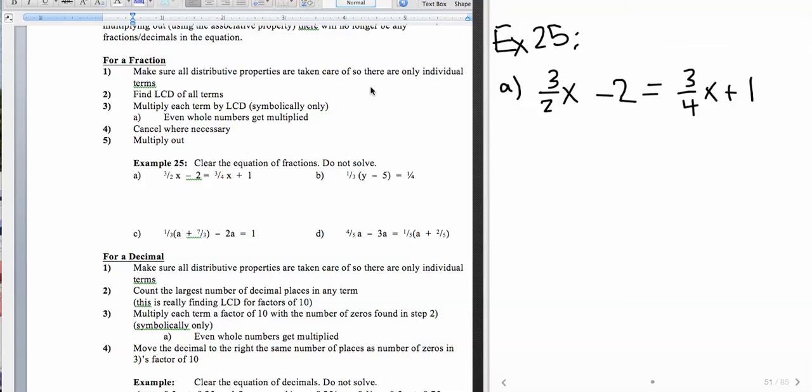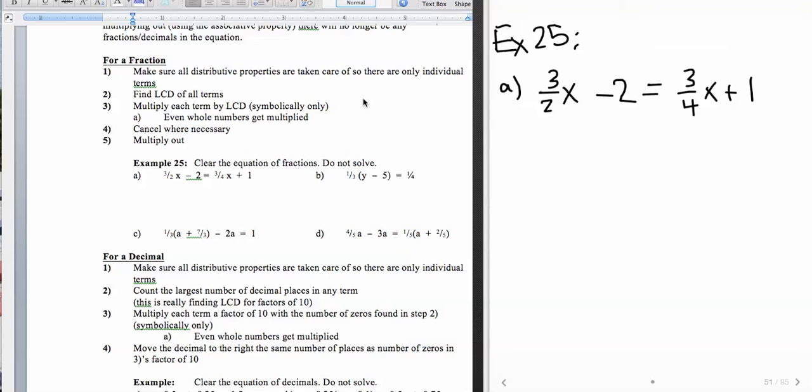This continues section 4.4, and we're talking about clearing an equation of fractions. Clearing an equation of fractions is really an application of the multiplication property. What we're doing is multiplying both sides of an equation by the same number, and therefore we're just applying that multiplication property of equality. What we're multiplying each side by is the least common denominator.